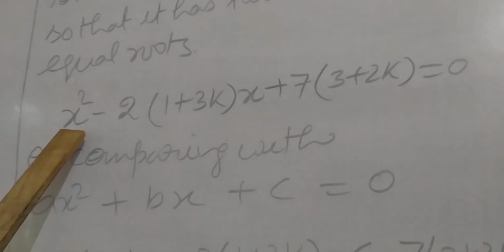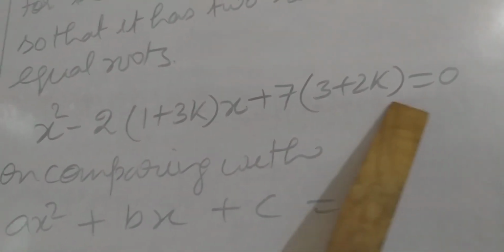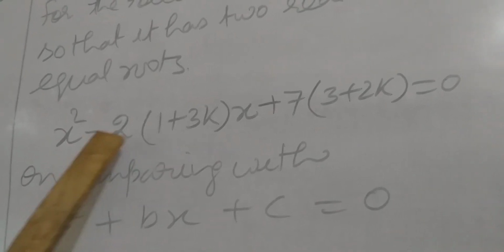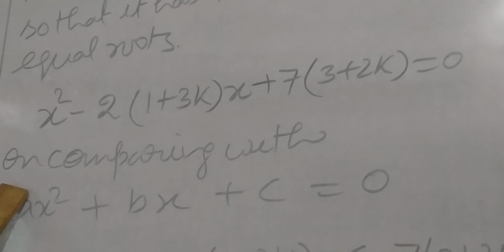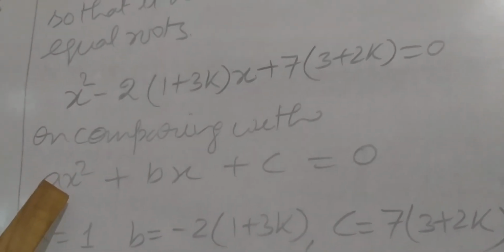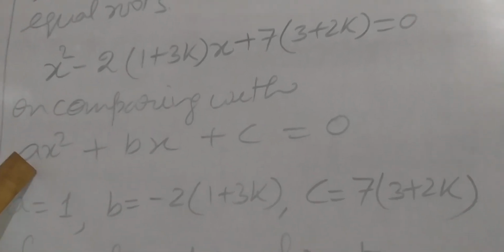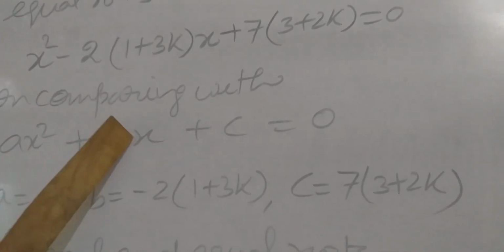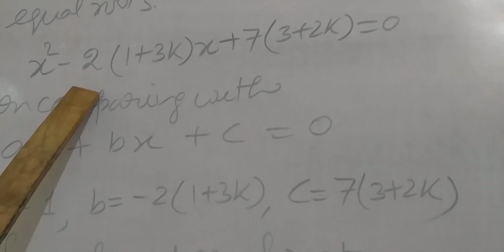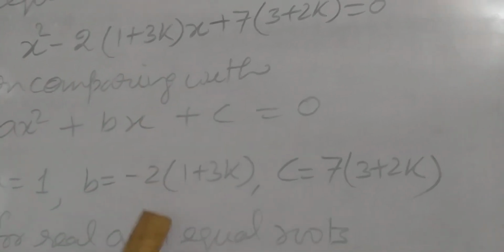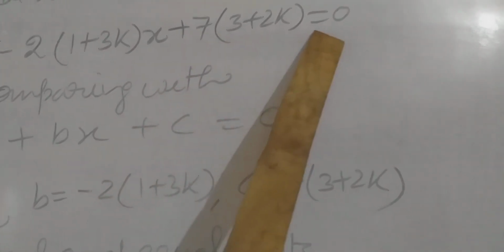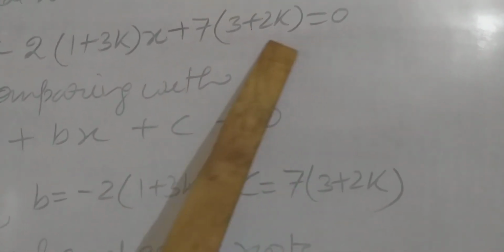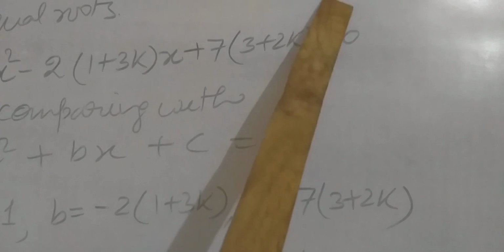Okay student, it is given in proper quadratic equation form, ax square plus bx plus c. So we have to compare it with ax square plus bx plus c equal to 0. A is the coefficient of x square, students, it is 1. B is the coefficient of x, minus 2 times (1 plus 3k). And C is the constant term. This part has no x, so it means it is the constant term.